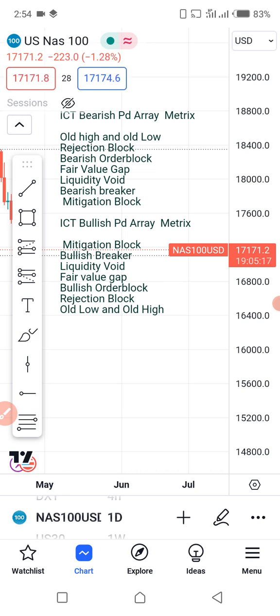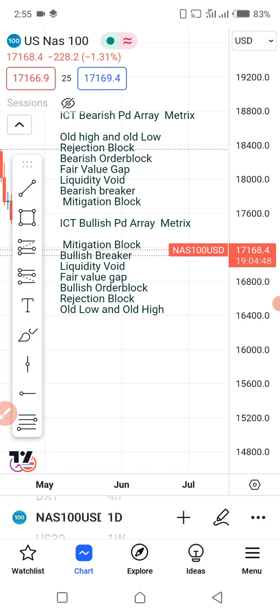Because looking at this PD Array Matrix right now, I can tell you that it is a market. There is no other way. If you really want to succeed in trading and you want to use ICT concepts, then it's very important for you to know this PD Array Matrix and understand them.